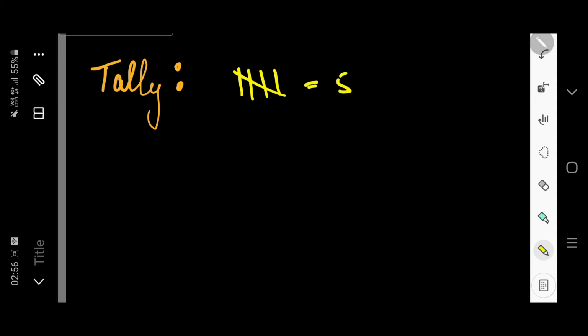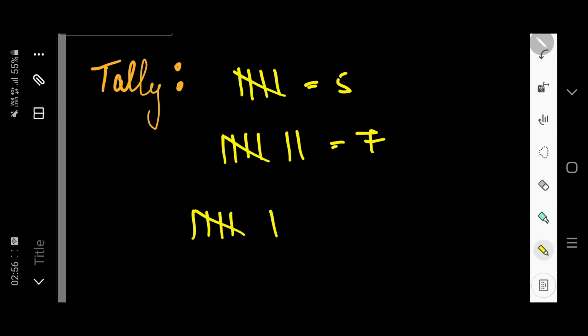So if we want to write that we have a frequency of 7, then we will write it as 1, 2, 3, 4, 5, 6, 7. So it will be the 7. Then if we want to write the frequency of 11 in tally, then we will write it as 1, 2, 3, 4, 5, 6, 7, 8, 9, 10 and 11. So it is 11. So now let's move to the examples for how to construct a frequency distribution for the table of ungrouped data and grouped data.